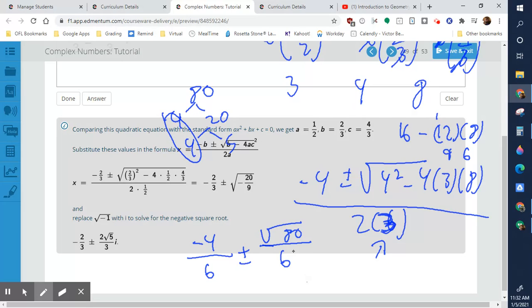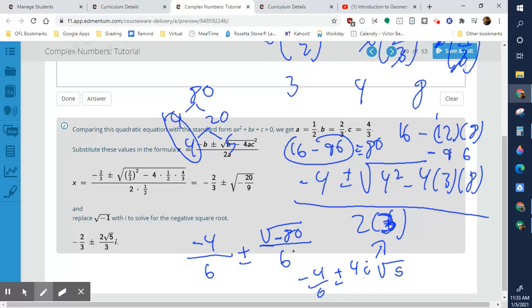Perfect. So this ends up being -4 over 6, and by the way, this is a negative because all of this was -80. And that's the reason why I got that: -16 minus 96 will equal -80. So that's where I got that -80 from. So I end up getting plus or minus 4i square root of 5.